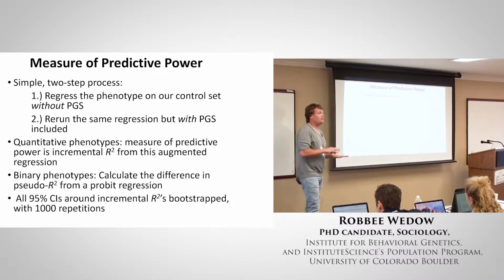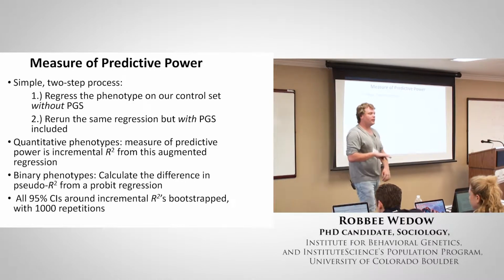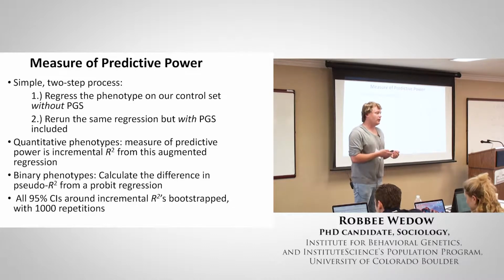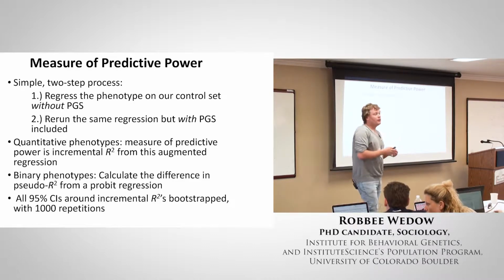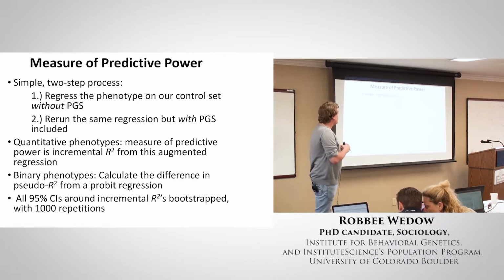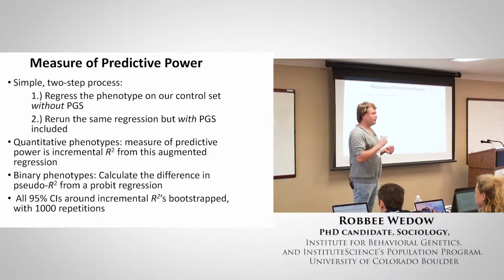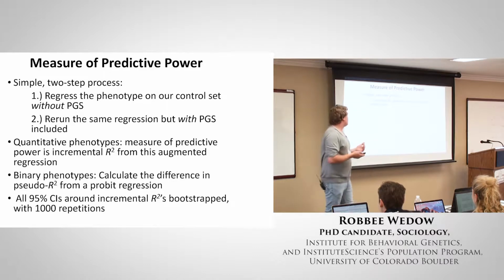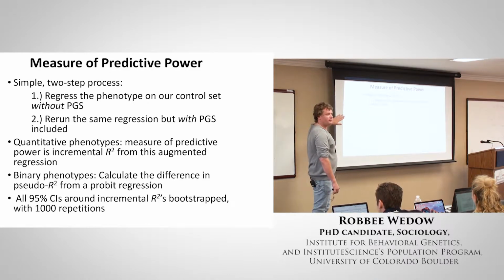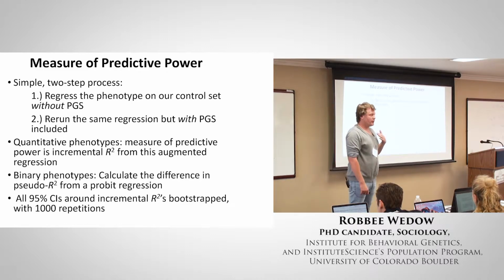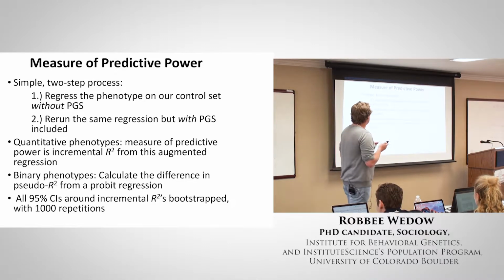Okay, so you've also done this in the problem set, but I wanted to just walk through it because it's sort of the key to the results that I'll present in the prediction section. Our measure of predictive power is called the incremental R squared, and I'll use those two terms interchangeably here. We get it with just a simple two-step process. In the first step, we regress our phenotype of interest, which will often be educational attainment, on our control set of variables without our polygenic score included. And then in the second step, we'll rerun the same regression, but this time we'll include the polygenic score.